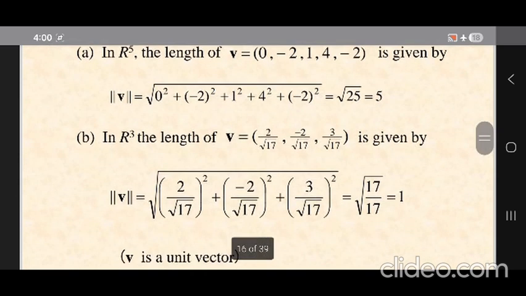The next example is in R^3, so each vector has 3 elements. v equals (2 by root 17, -2 by root 17, 3 by root 17). Find the norm of v: the root of (2 by root 17) squared plus (-2 by root 17) squared plus (3 by root 17) squared. Squaring all the elements and adding them, we get root of 17 by 17. The answer is 1. So norm v equals 1, and v is a unit vector.